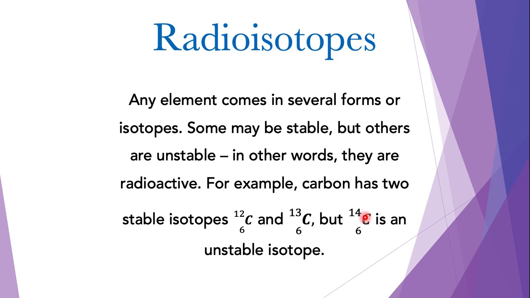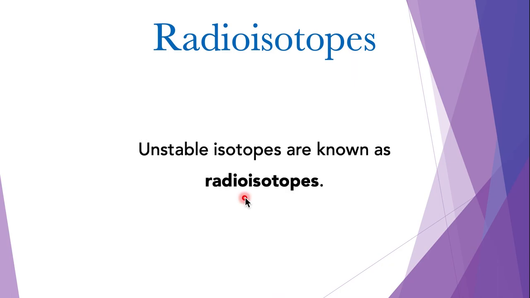Then in this carbon 14 atom we have 2 extra neutrons in it, which makes this an isotope of carbon. So different elements have different isotopes. Some may be stable but others are unstable, which would mean that they are radioactive. Okay, so unstable isotopes are known as radioisotopes. These are what radioisotopes basically are. Radioisotopes are unstable isotopes, as the name suggests.